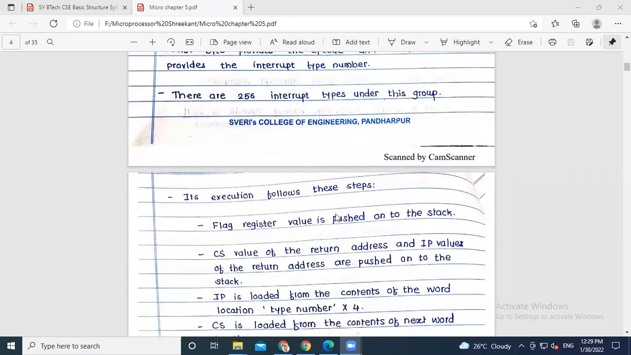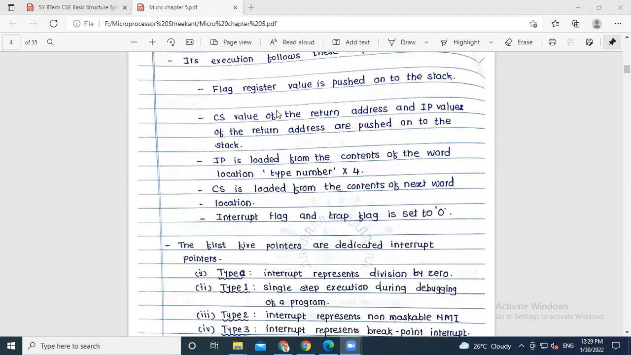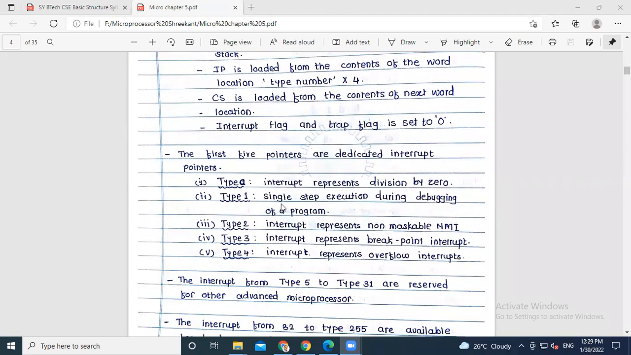All these execution steps I have to mention here. All these use the flag register, code segment, instruction pointer, and the interrupt flag and trap flag are set to 0. There are totally 5 main types of interrupts: type 0 interrupt, type 1 interrupt, type 2, type 3, and type 4 interrupts.